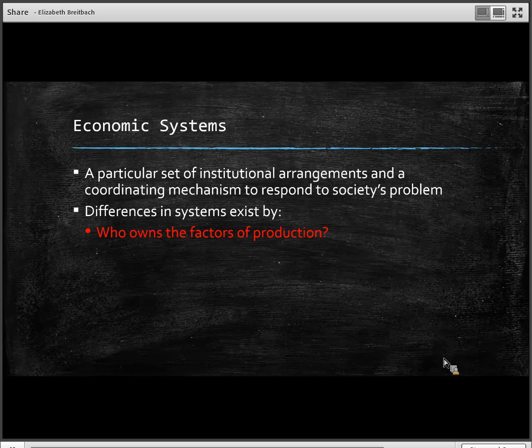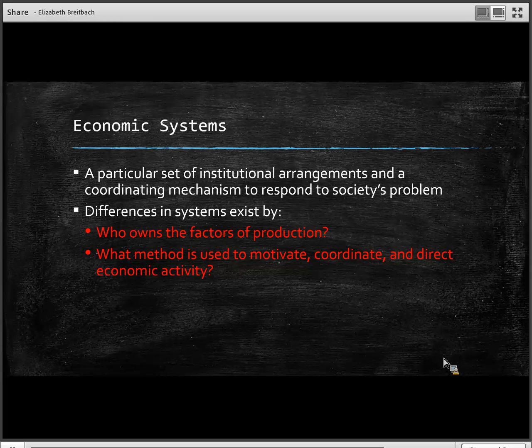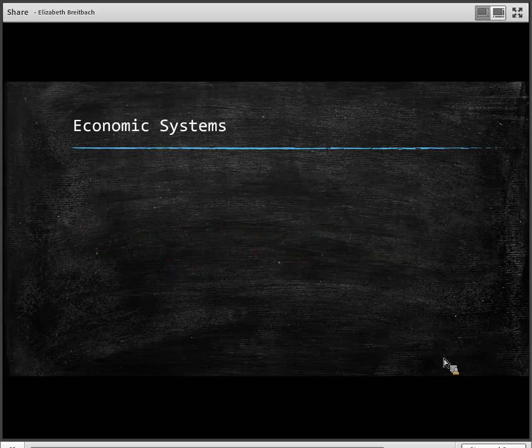The way that a society decides to answer that question is going to influence what type of economic system they have. The next is, what method is used to motivate, coordinate, and direct economic activity? So how are the factors of production motivated into producing goods and services? How do we coordinate those economic resources? And then finally, how is economic activity directed? How do we decide what goods and services are produced and who receives them? So these two questions are going to give us a good idea of what's going on in this economic system. How is society dealing with their economic problem?